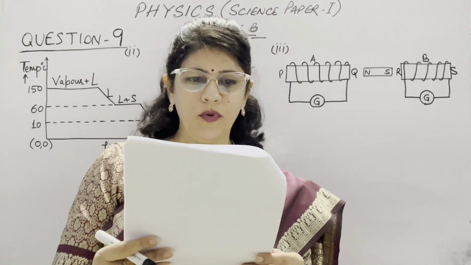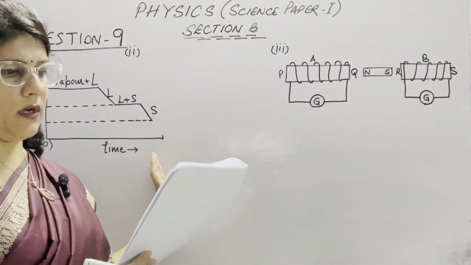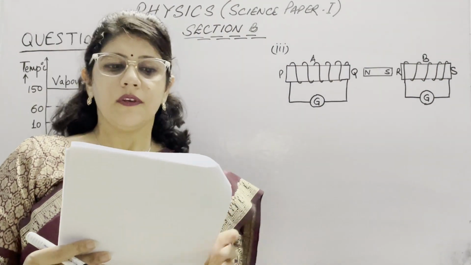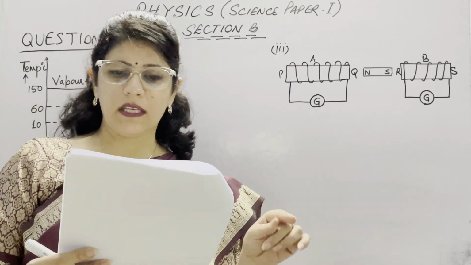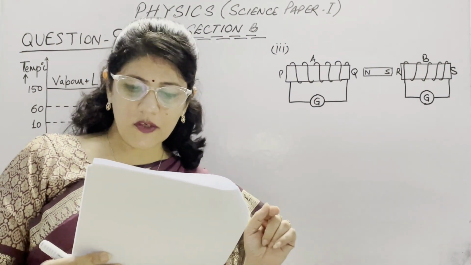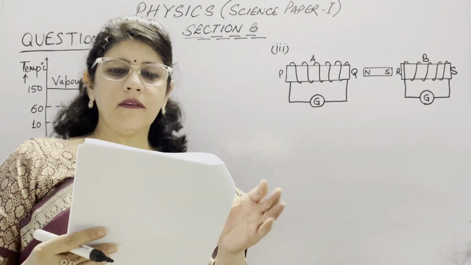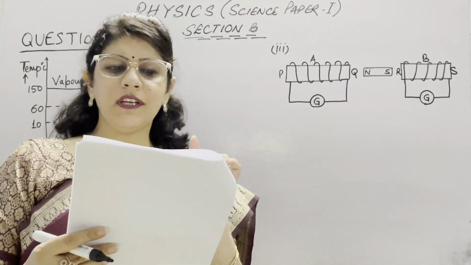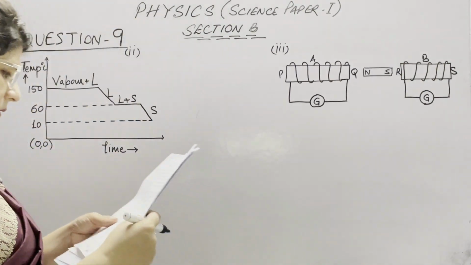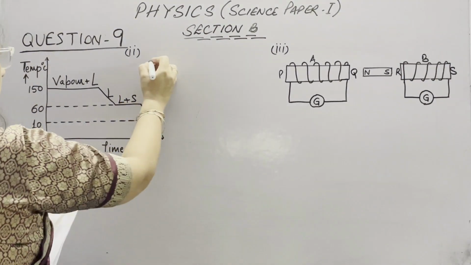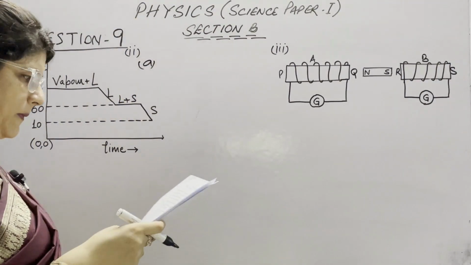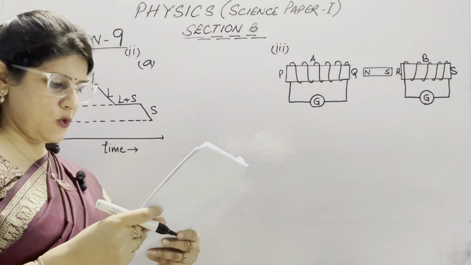Question 9 part 2. The diagram below shows a cooling curve for a substance. State the temperatures at which the substance condenses and solidifies respectively. We know that condensation means the vapor phase is converted into the liquid phase. We need to mention two temperatures. In A part of this, we need to specify these two temperatures.